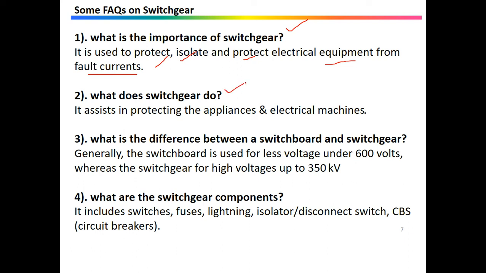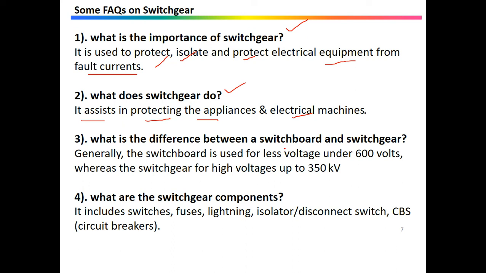What does switch gear do? It assists in protecting the appliances and electrical machines. Whenever there is an overload current, it can trip the circuit, and it makes the arrangement so that no overload current passes through the circuit and damages the appliances.